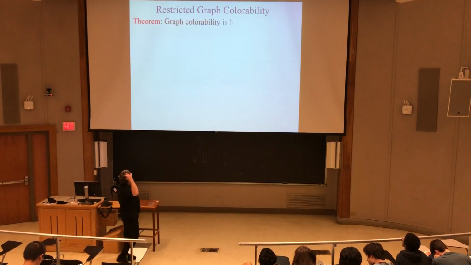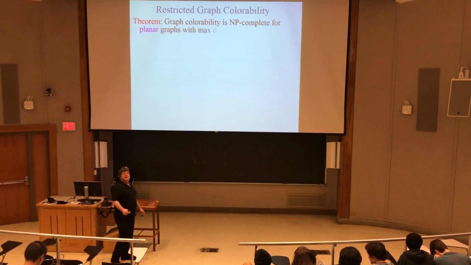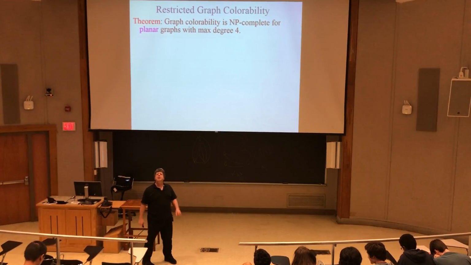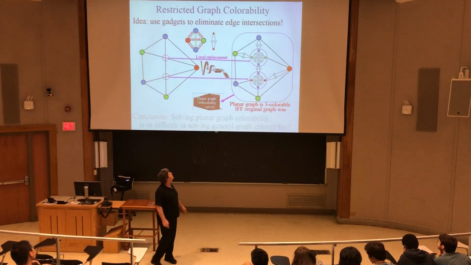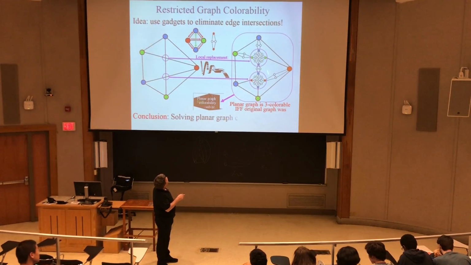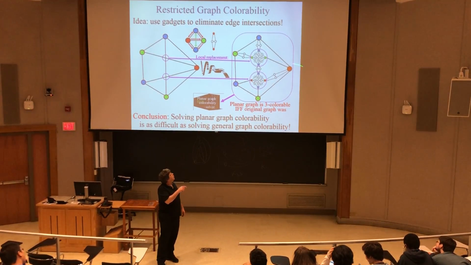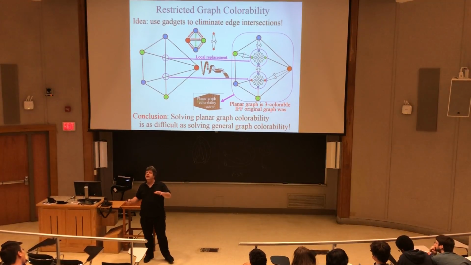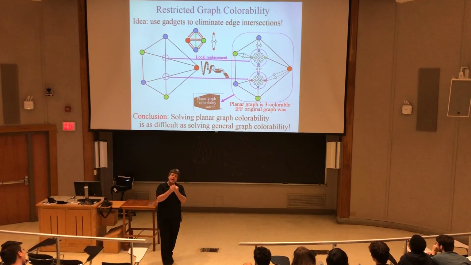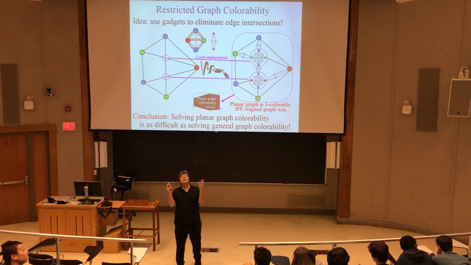So let me ask you a question. What if the graph is both planar and max degree 4 at the same time? Because look, the max degree here wasn't necessarily 4. Yes, it was planar, but it wasn't max degree 4. So maybe if you put both constraints simultaneously, that it's got to be planar and it's got to be max degree 4 at the same time, maybe that's easy. What do you say?